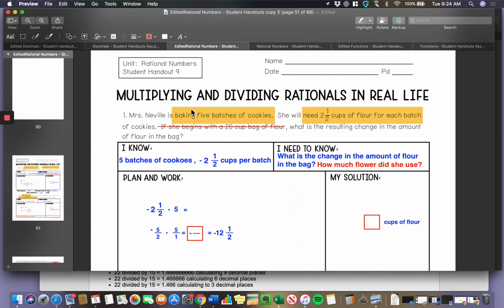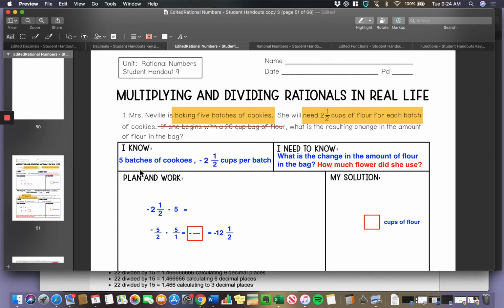Hello, everybody. Today we are multiplying and dividing rationals in real life. Number one says Mrs. Neville is baking 5 batches of cookies. She will need 2.5 cups of flour for each batch of cookies. If she begins with a 20 cup bag of sugar, what is the resulting change in the amount of flour in the bag?